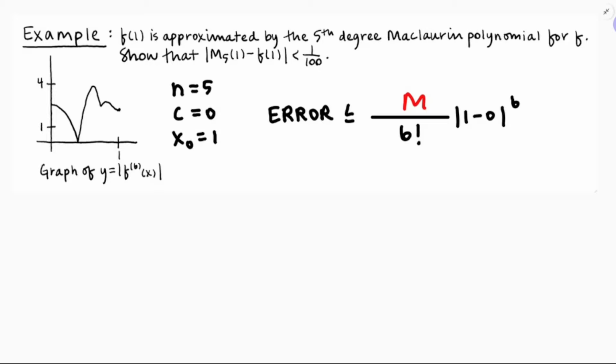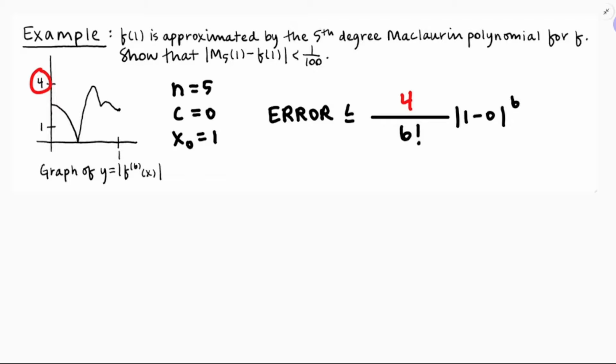Look at the picture. We've got a picture of the graph of the absolute value of the 6th derivative. What is a number that is either equal to or slightly greater than the maximum possible absolute value? There it is. It's 4. So I'm going to go in and say that's 4 over 6 factorial times 1 to the 6th power.